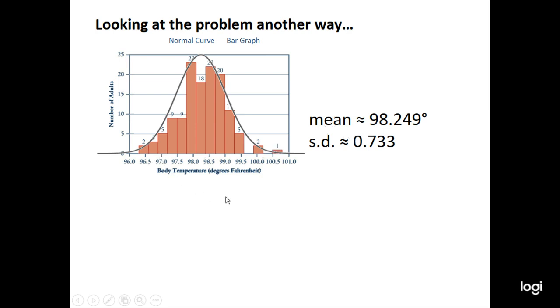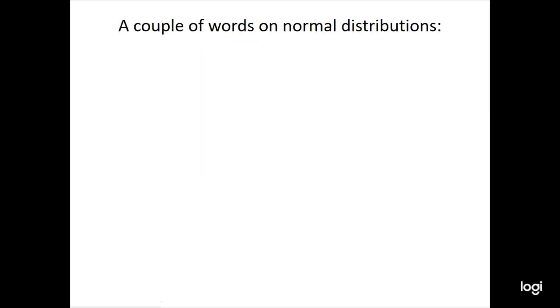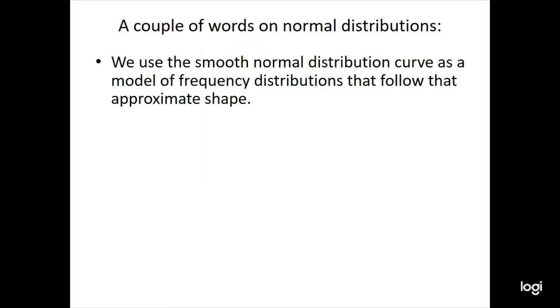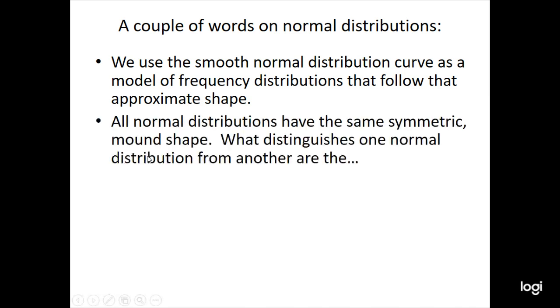I want to talk about the normal distribution just a little bit in general, and then we'll get back into the problem. When I draw that smooth curve, it's what we call a model. It follows the approximate shape of the distribution, but it's not perfect. We never have that perfect shape. But what we do is use the normal distribution as an approximation to model the distribution. Now, all normal distributions have that symmetric mound shape. So if you have a true normal distribution, then it will have that shape.